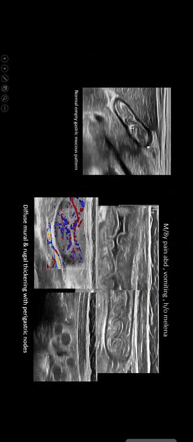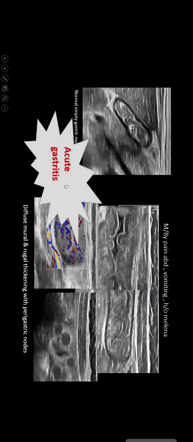Normally, we can see the stomach like this. In the pediatric patient, when there is a collapsed stomach, it is seen like this. Here, it is thickened with diffuse mucosal edema and thickening of the wall and mucosa, hyperemia, perigastric fat reaction, and small nodes. So it is a case of acute gastritis. On pediatric endoscopy done by the pediatric gastroenterologist, it was reported to be a case of erosive gastritis.